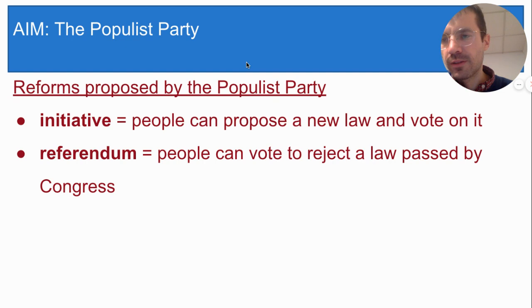The other idea is called referendum, and this is a process that allows citizens to vote to reject a law that was passed by Congress. And if voters reject it, the law is voided. So if Congress passes a law that's helping corporations, the citizens could call a referendum and reject the law. Both initiative and referendum expand democracy because they give everyday citizens more influence over government.